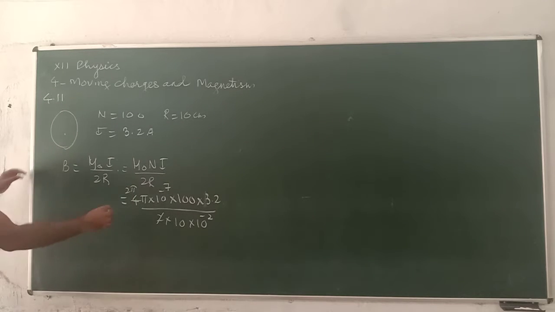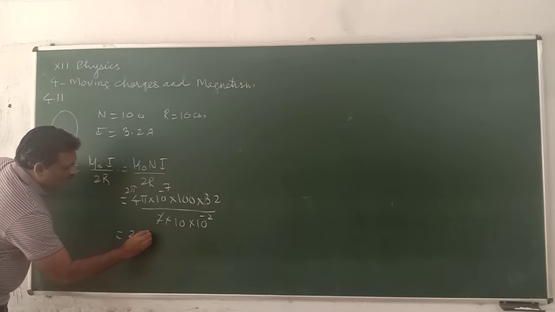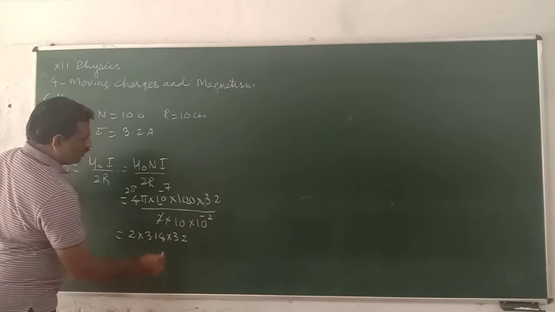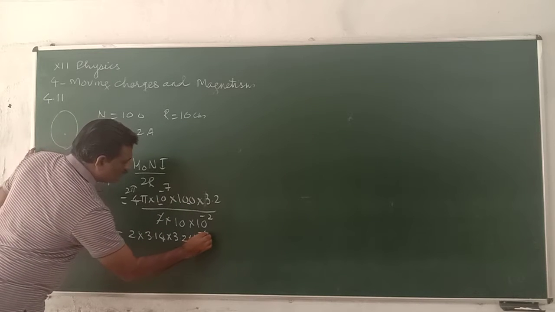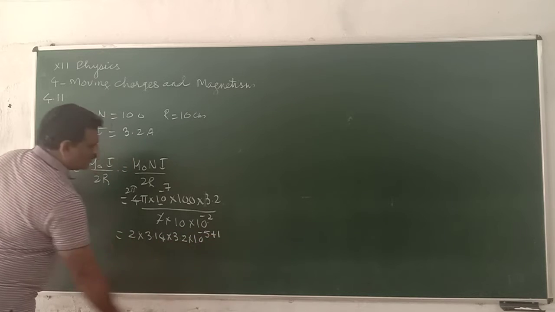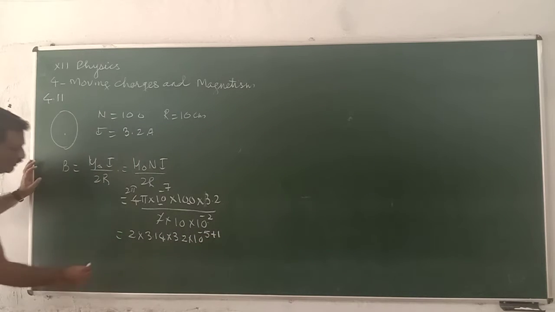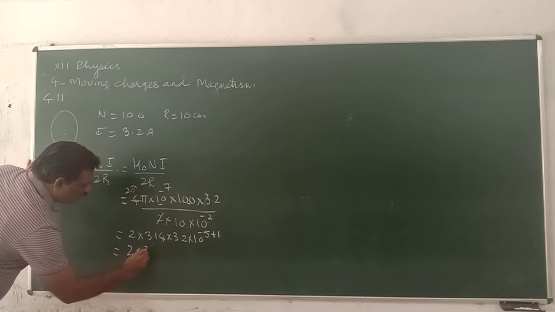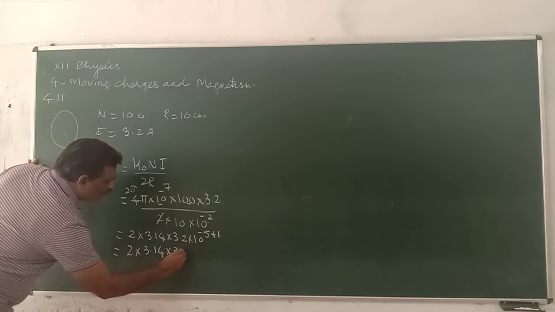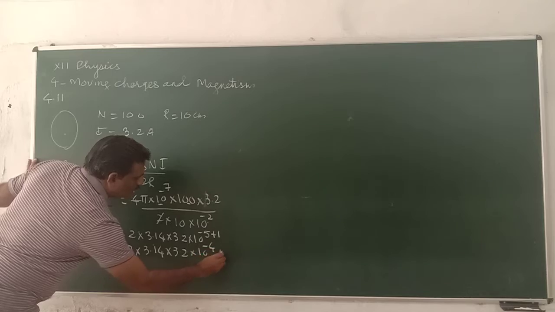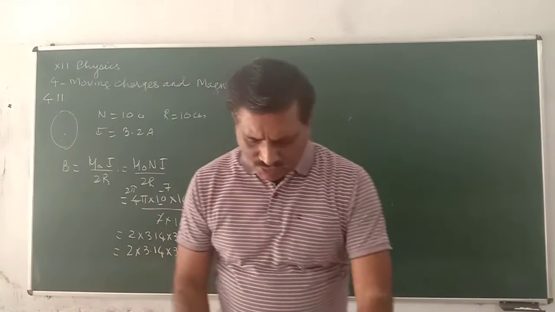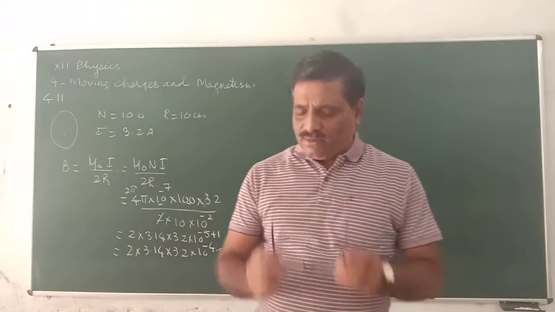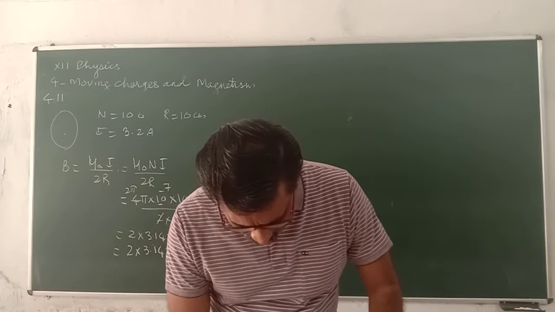If you see the total thing, 2 into 3.14 into 3.2, 10 raised to power 7 minus 2, that is 10 raised to power minus 5. Minus 1 will become a plus. Finally, it becomes 2 into 3.14 into 3.2 into 10 raised to power minus 4 Tesla. Without calculation I am taking it directly from here, it is given as 2 into 10 raised to power minus 3 Tesla.